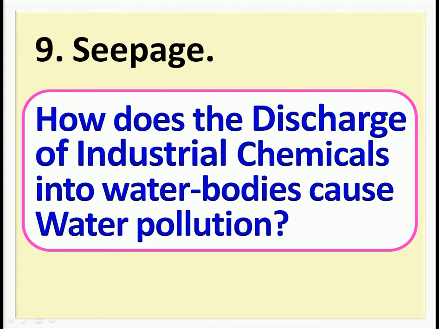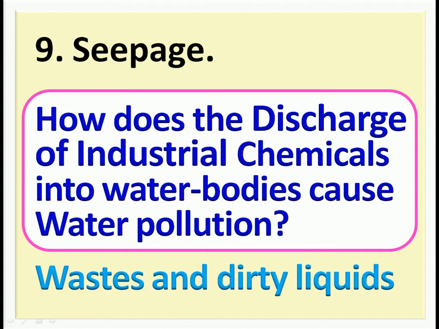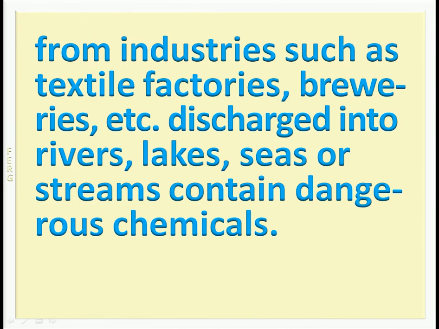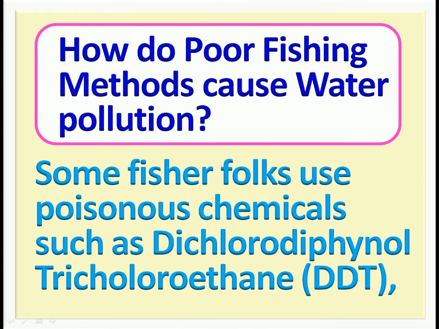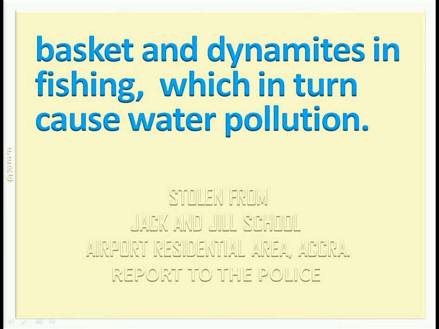How does the discharge of industrial chemicals into water bodies cause water pollution? Wastes and dirty liquids from industries such as textile factories, breweries, etc. discharged into rivers, lakes, seas or streams contain dangerous chemicals. How do poor fishing methods cause water pollution? Some fisher folks use poisonous chemicals such as dichlorodiphenyltrichloroethane, DDT, and dynamite in fishing, which in turn cause water pollution.